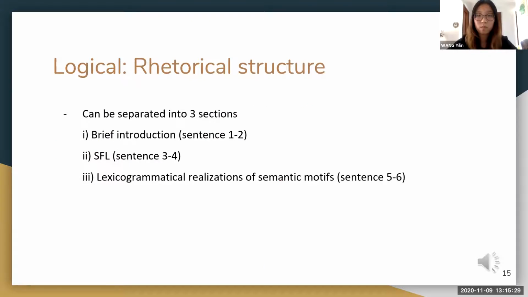For rhetorical structure, the abstract can be separated into three sections, 2 sentences by 2 sentences. The first section is a brief introduction of the contents in the paper. The second section revolves around SFL. The third section is about lexical-grammatical realization of semantic motifs.